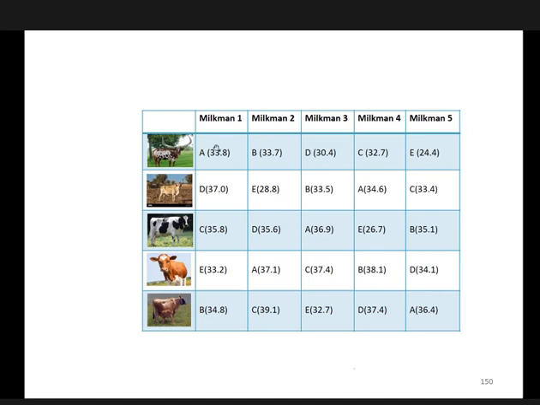What can explain the difference between this? Okay, so there is a variation in the treatment. This has treatment A and this has treatment B. Is that all? We are also using different milkmen. Okay, so there's also variation in the milkmen.